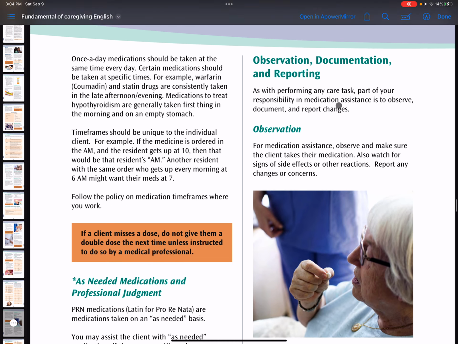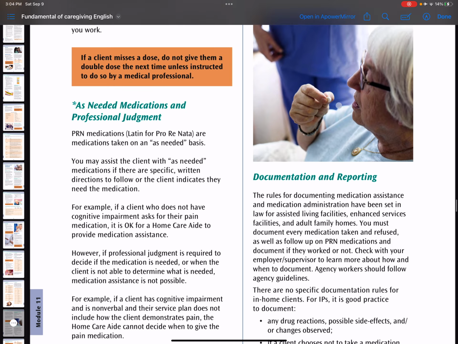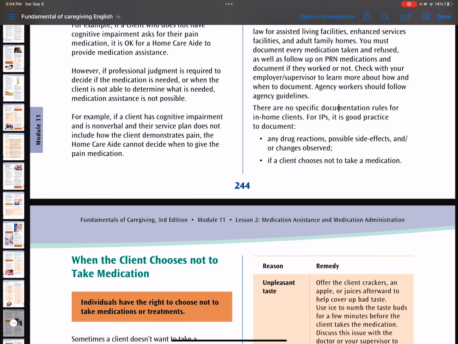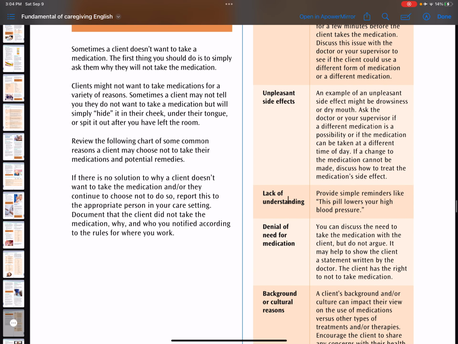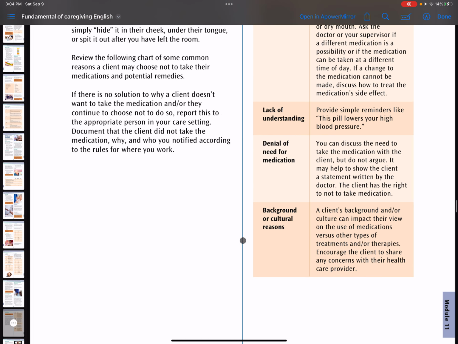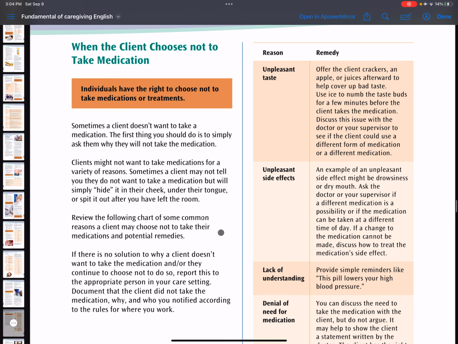Sometimes residents don't want to take the medication. They have a right if they don't want to take the medication. Individuals have the right to choose not to take medication or treatment. So sometimes the client doesn't want to take a medication. So the first thing you should do is simply to ask why they don't want to take it, and try to figure out why. So there are examples in your book. Maybe there is unpleasant taste, or maybe unpleasant side effects, maybe lack of understanding, maybe denial of need for medication, or background for cultural reasons. So there may be a lot of reasons why the patient doesn't want to take it. So it's good to read these charts so you know it.